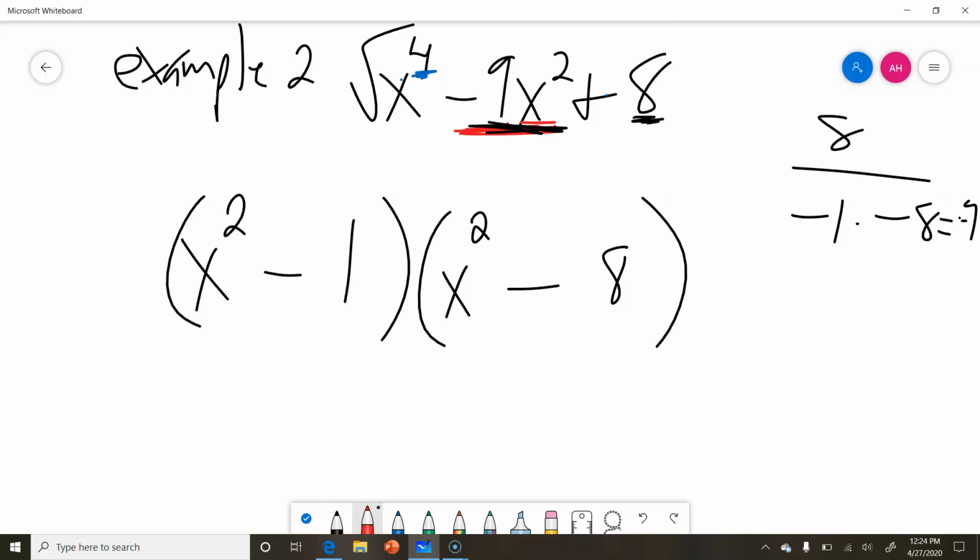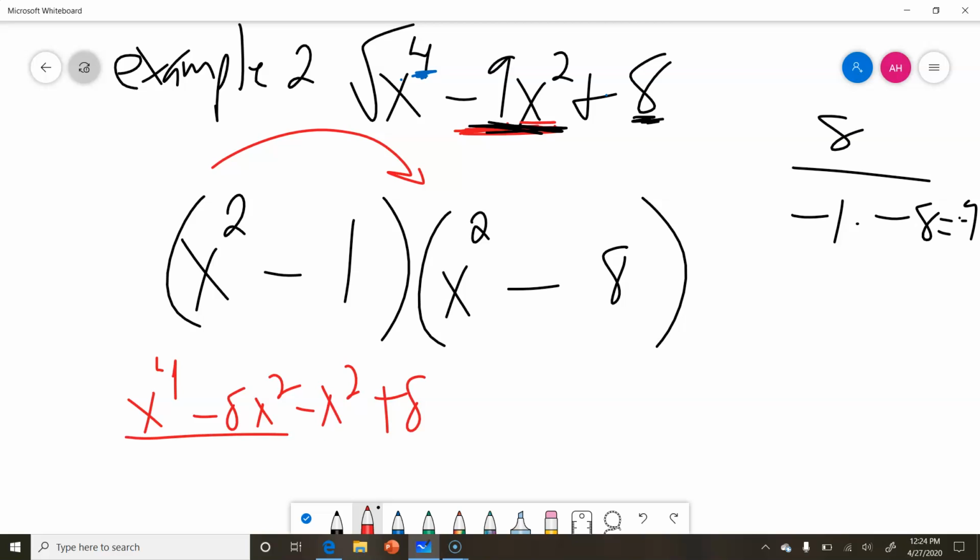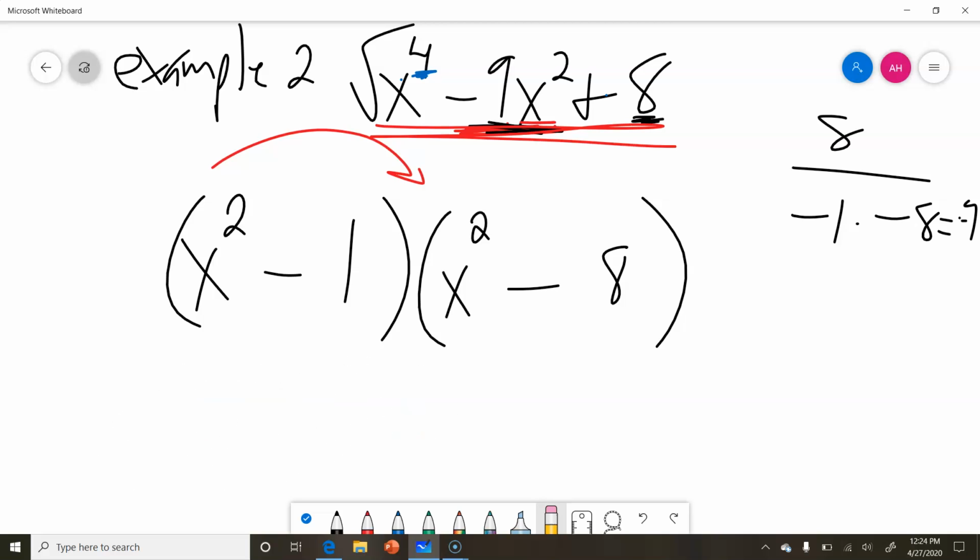Okay, and I can check that by multiplying these out, right? I get x to the fourth minus 8x squared minus x squared plus 8. And look, when that combines, that's exactly what I had up here. So I'm going to erase this for a second. So I know I did it right, but I'm not done yet, because we're not factored completely, because we have, again, a difference of squares.